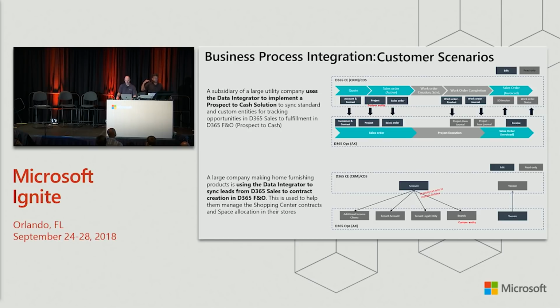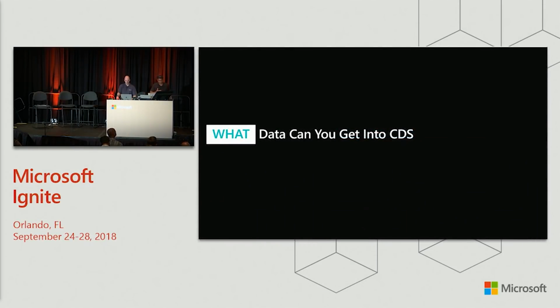There are multiple different ways. In the top case, there are multiple entities that get synchronized. In the bottom furniture case, they do something much more interesting, where the account is split across multiple different entities in AX. Each of these scenarios is doable today. How you do data integration in each of these scenarios is doable, so we'll show some elements and examples of that.